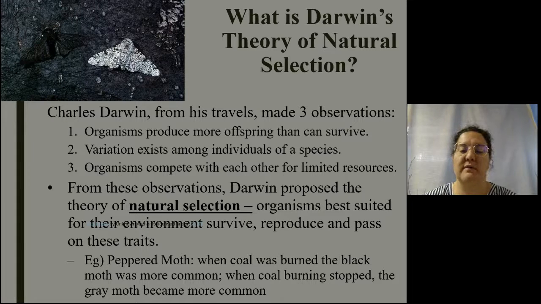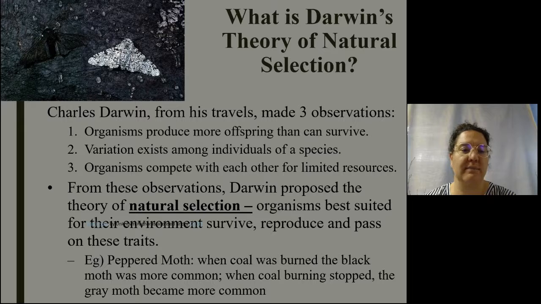trees. So within a very short period of time, so thinking about that punctuated equilibrium again, that black gray moth became more common. Then when coal burning stopped, the gray moth became more common. It returned to being more common because the trees again had more white with a little speckled gray bark. So depending on the environmental conditions in the area, the black gray moth would be more common or the white gray moth would be more common.